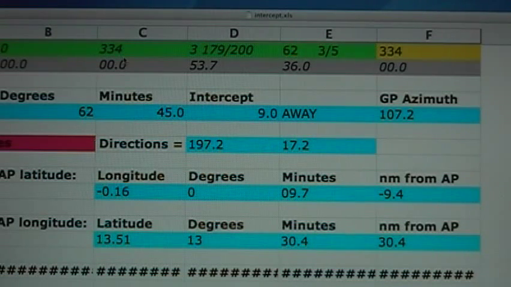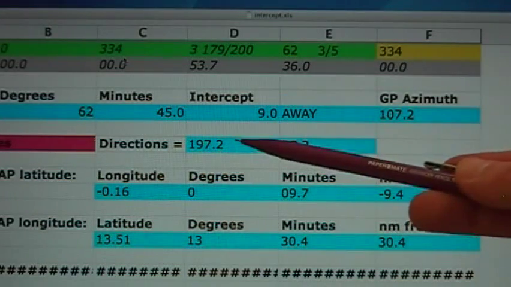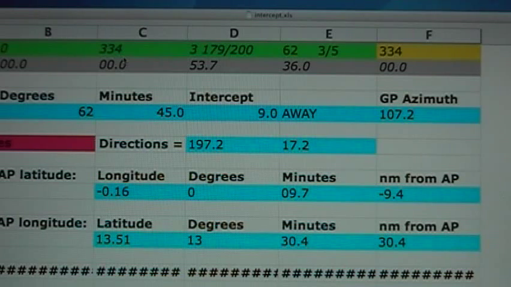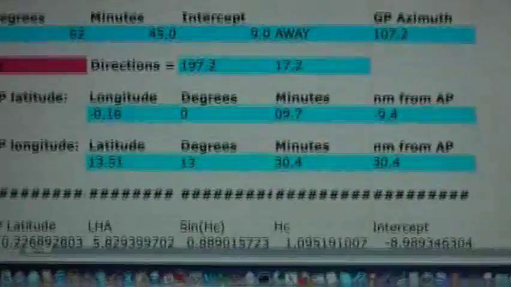The spreadsheet also calculates that the LOP runs in these directions, 17 and 197. These directions are of course always separated by 180 degrees, and they are perpendicular to the GP azimuth. We can use this additional information to plot the same LOP in a slightly different way.